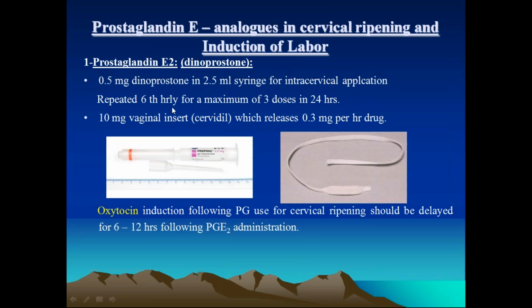And then we have to repeat it every 6 hours for a maximum of 3 doses in 24 hours. After that, depending upon the favorability, we'll go with other methods. Coming to the insert, the dinoprostone insert, 10 mg of vaginal insert is inserted, which releases 0.3 mg of drug per hour. So this is the insert. And following prostaglandin E2, we'll go with oxytocin induction. After cervical ripening, for augmentation, we'll go with the oxytocin.